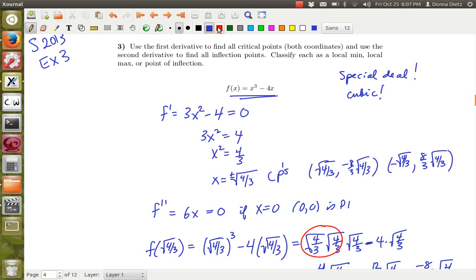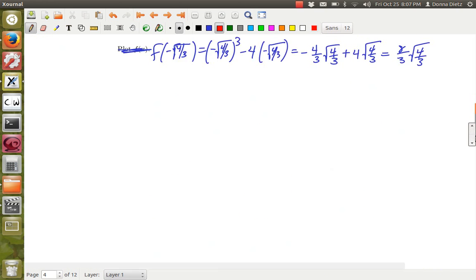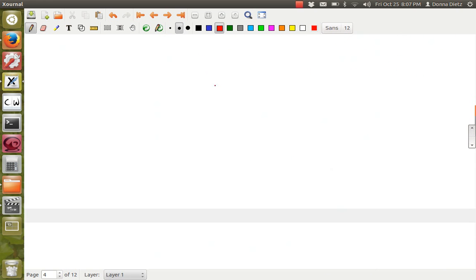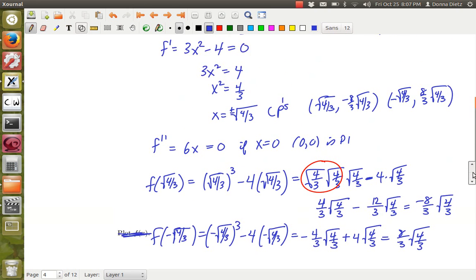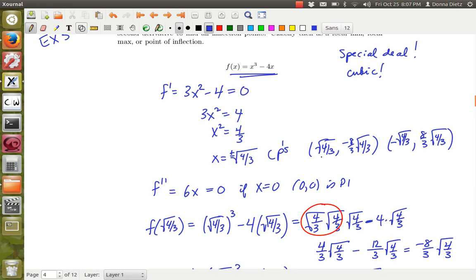Okay, so let's plot these guys out, and then it'll be obvious which is the max and which is the min. Okay, we've got the origin, and that's going to be the point of inflection, and then we have some value. Think of it as 1, something a little bit more than 1. And then 8 over 3, you can think of that as negative 3. So 1, negative 3.